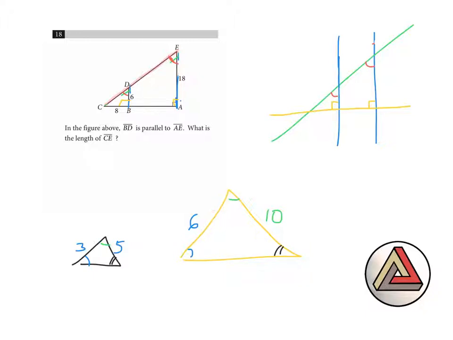This is the side that's between the blue and the green angle. So these two sides are related. And 3 times 2 gives me 6. 5 times 2 gives me 10, right? So that's one way of going about it.